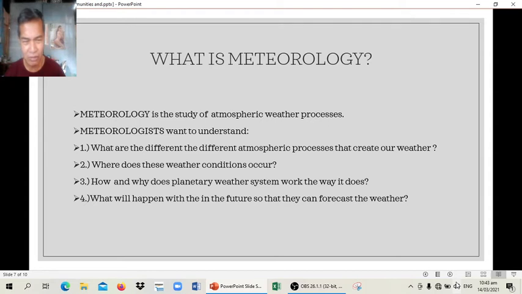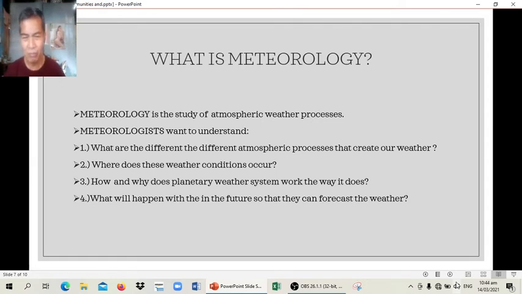Meteorologists want to understand the following. What are the different atmospheric processes that create our weather? The second, of course, is where do these weather conditions occur? Saan nangyayari ito? And the third is, how and why do planetary weather systems work the way they do?